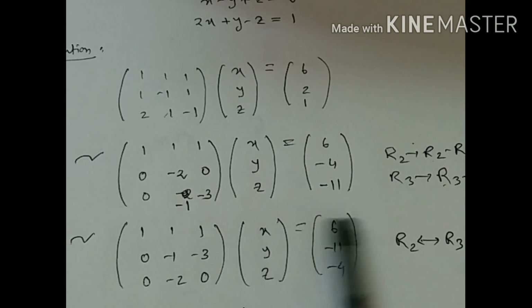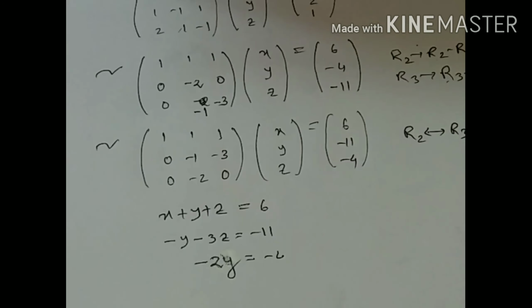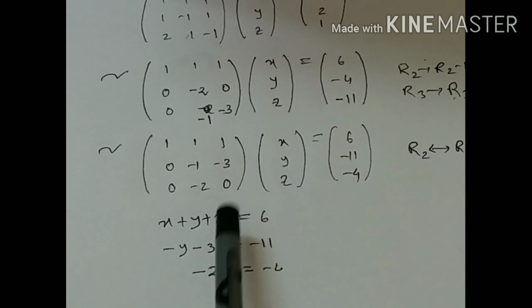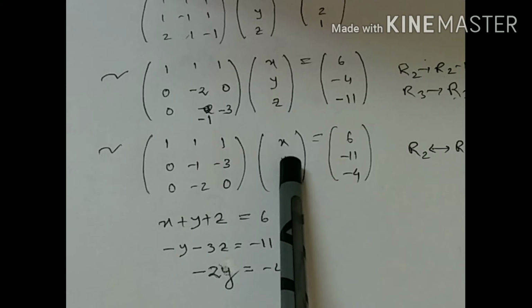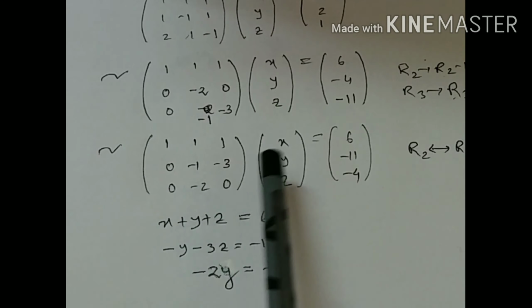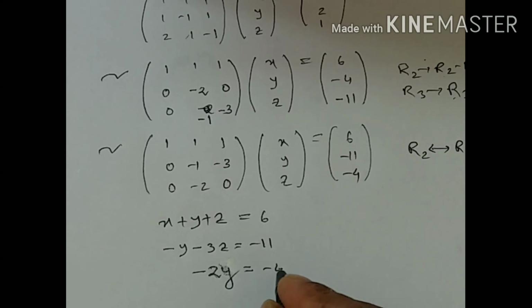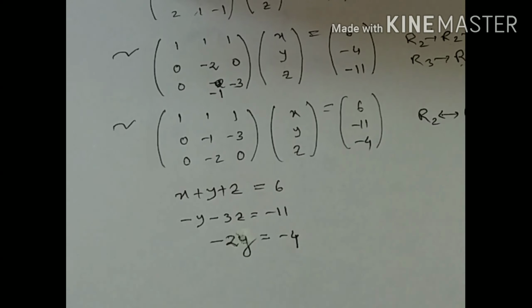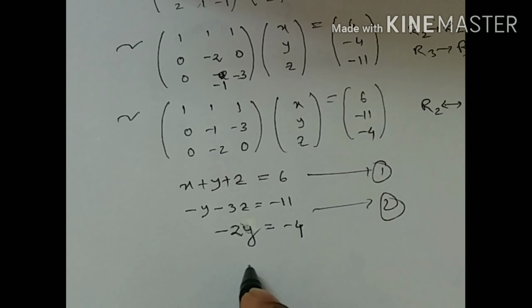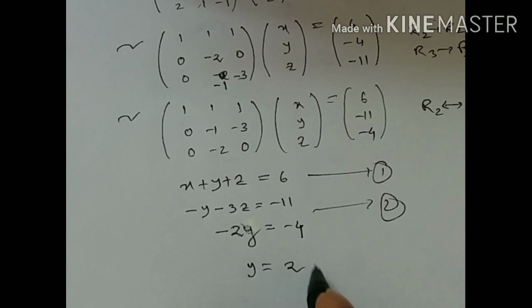So this system implies the following equations: x plus y plus z equal to 1, x into 1, y into 1, z into 1 equal to 6. Similarly, minus y minus 3z equal to minus 11, minus 2y equal to minus 4. So mark them 1, 2, and from this equation we can easily find y equal to 2.